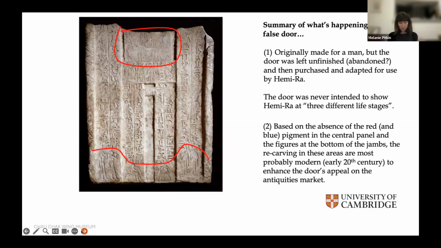And this explanation would make sense based on the acquisition history via a man named Michel Cassira. He was known for dealing in fakes and forgeries, and also the fact that the door would have been considerably faded by this time, which means that the modern carver was never aware of the need to repaint these areas in red.